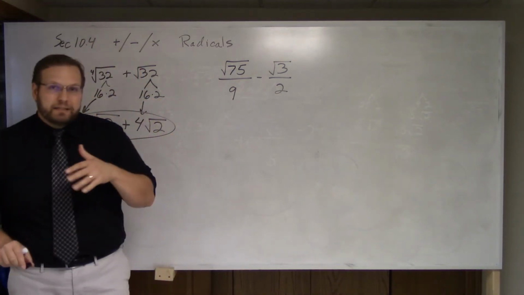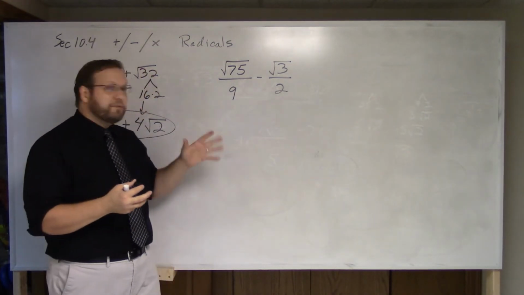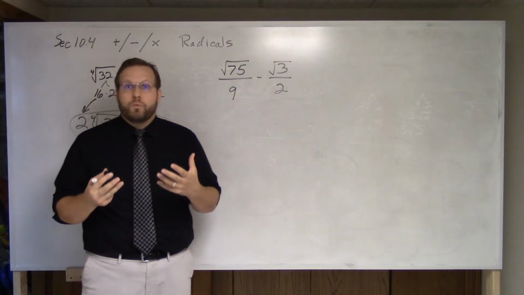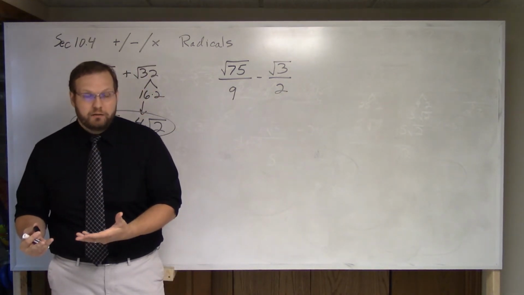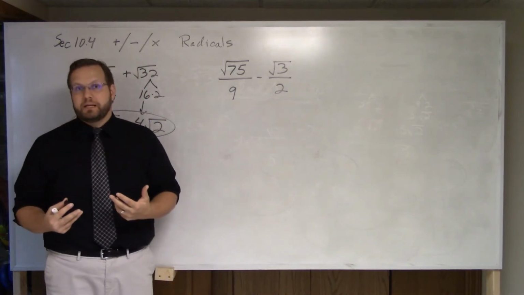Now this gets a little bit more complicated because we have to make sure radicals match, but we also have to follow fraction rules, okay? In order to add or subtract fractions, we need to have denominators match as well. So we're looking for like radicals, we're looking for common denominators at the same time.